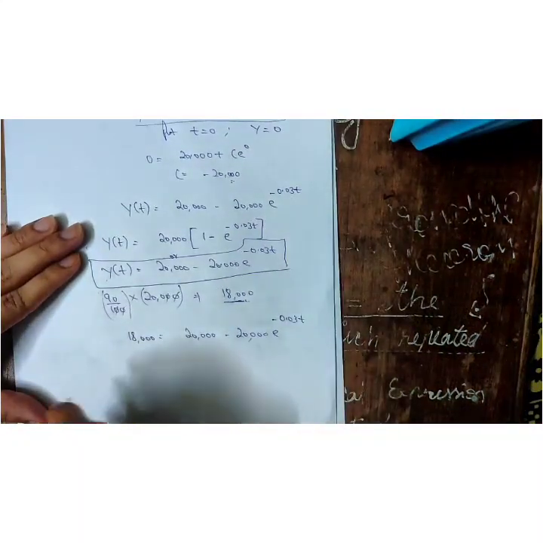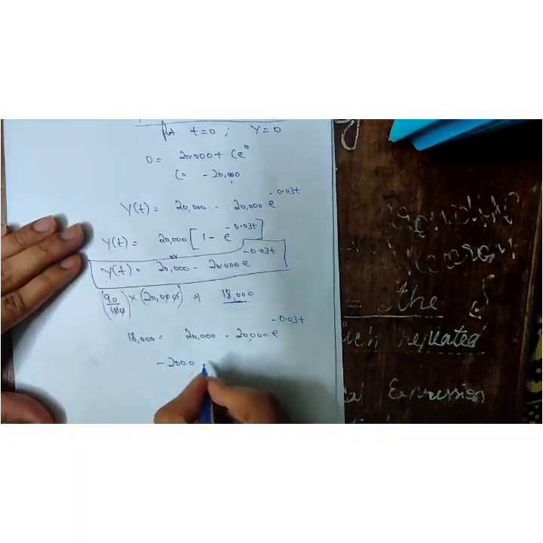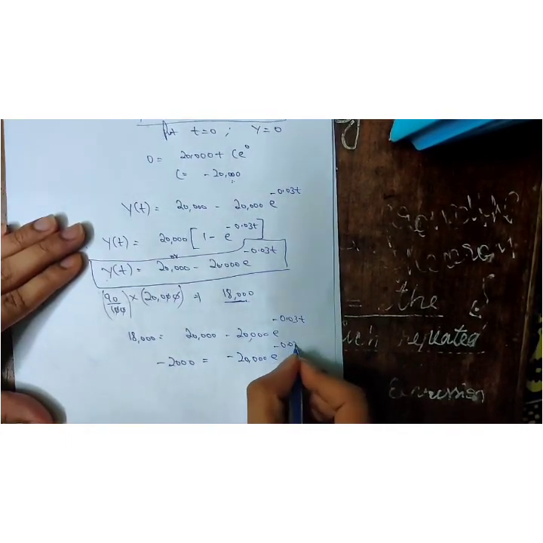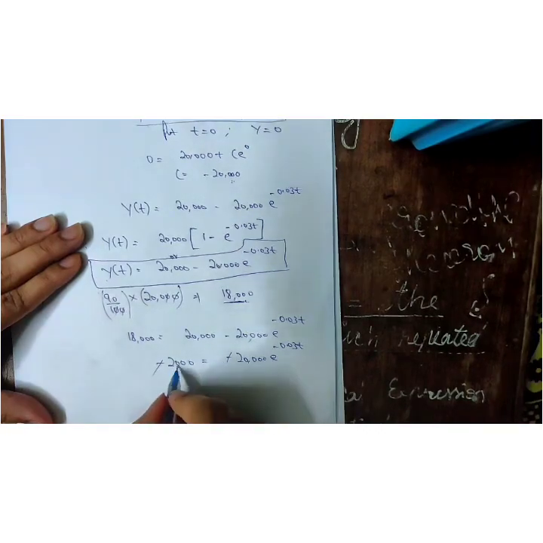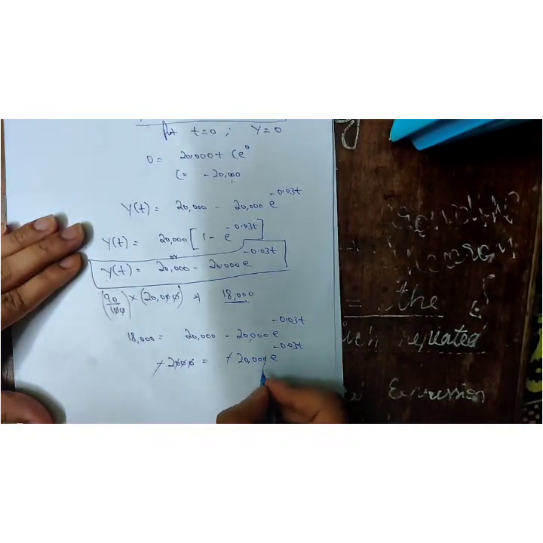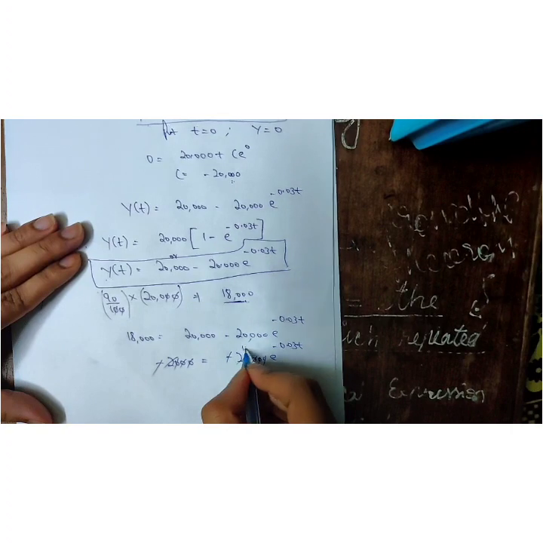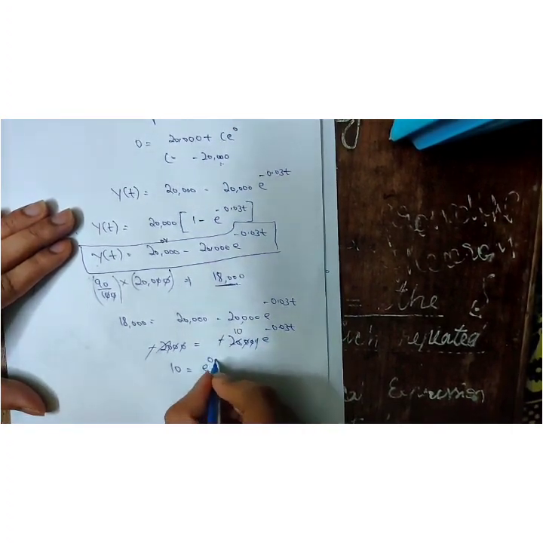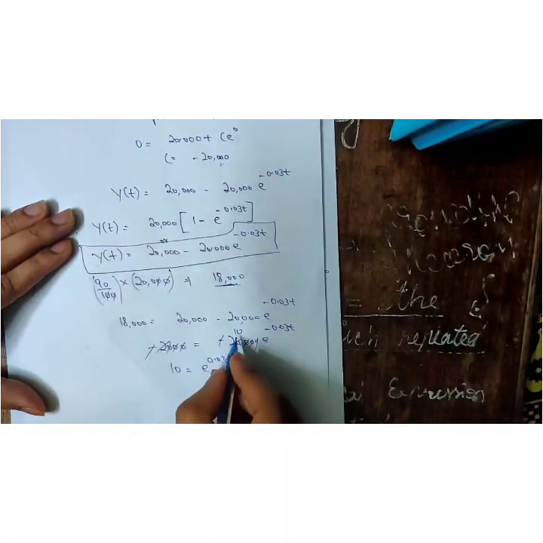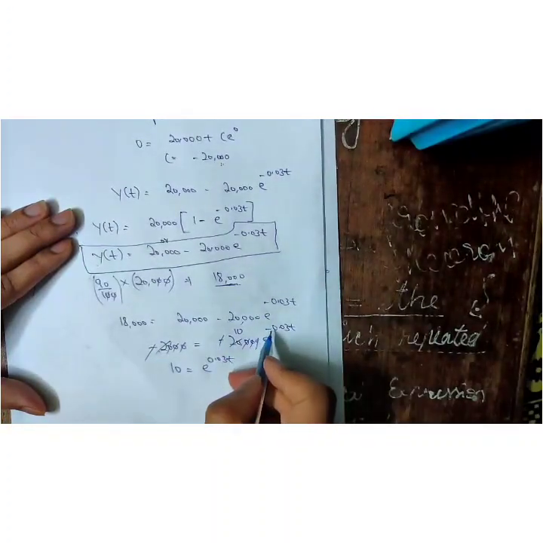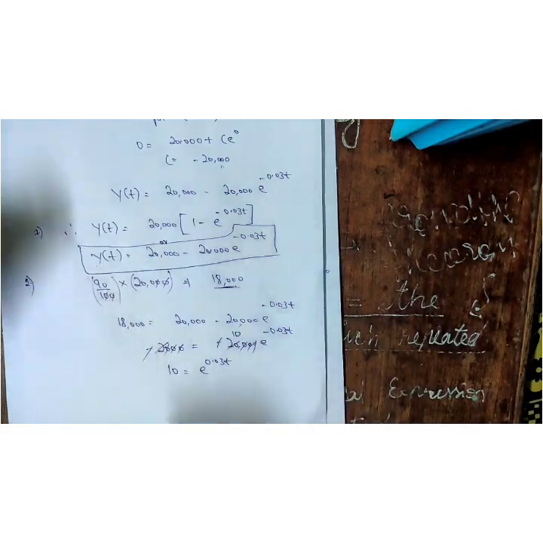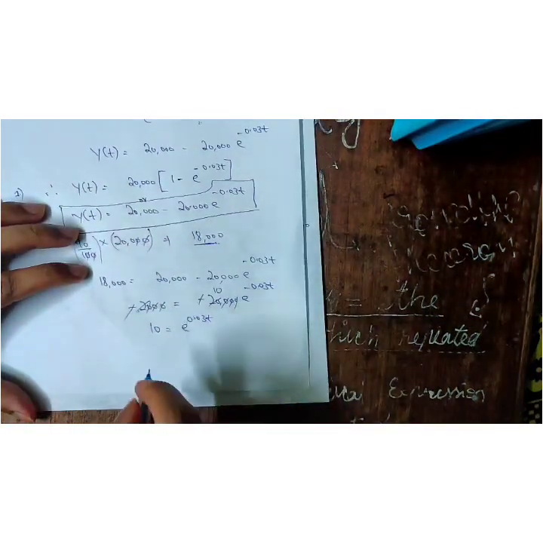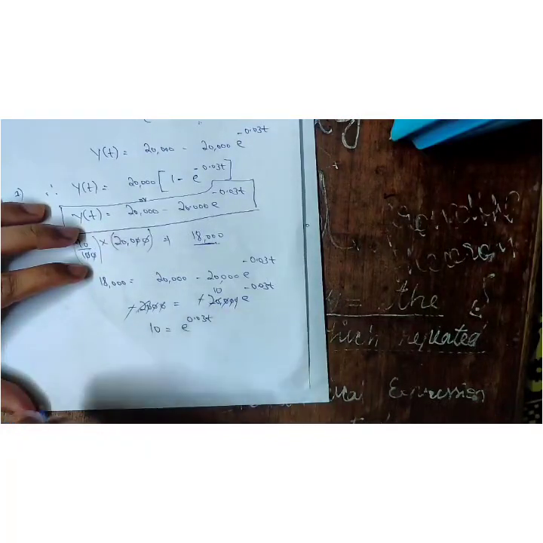Now 18,000 minus 20,000, simple, minus 2,000 equals minus 20,000 into e to the power of minus 0.03t. Minus gets cancelled. This gets cancelled. 0 gets cancelled. 2 1s are, 2 10s are. Simple, guys. 10 is equal to e to the power of 0.03t, because we have e power minus 0.03t, so you just inverse it. Till here we are fine, guys.